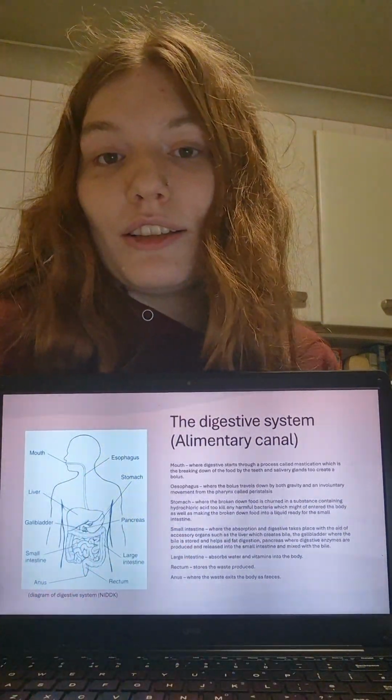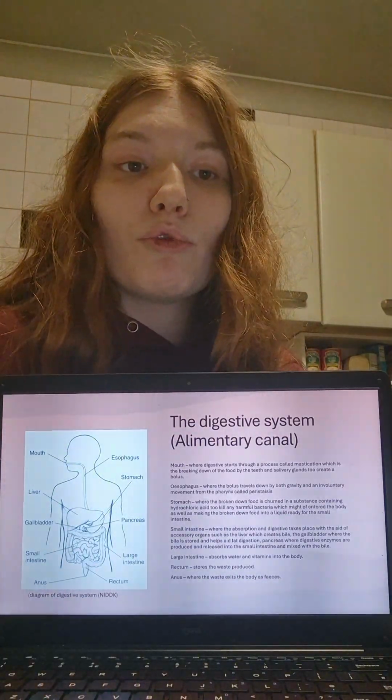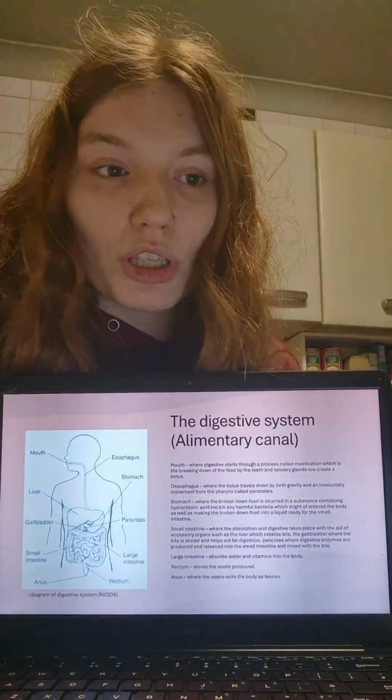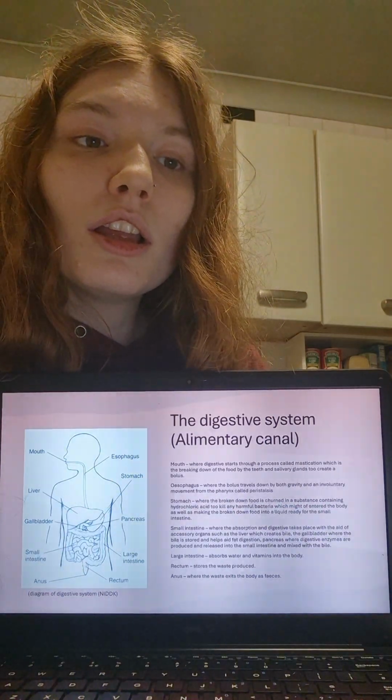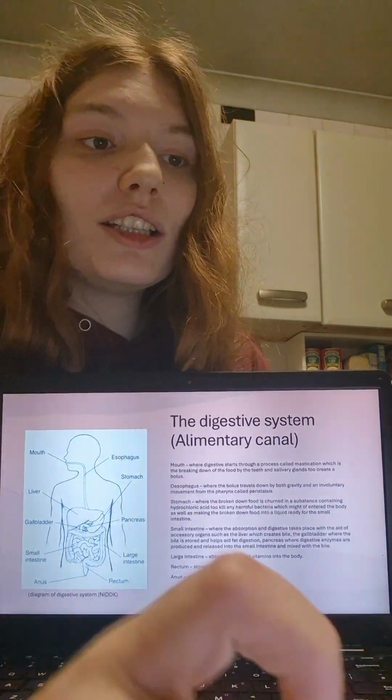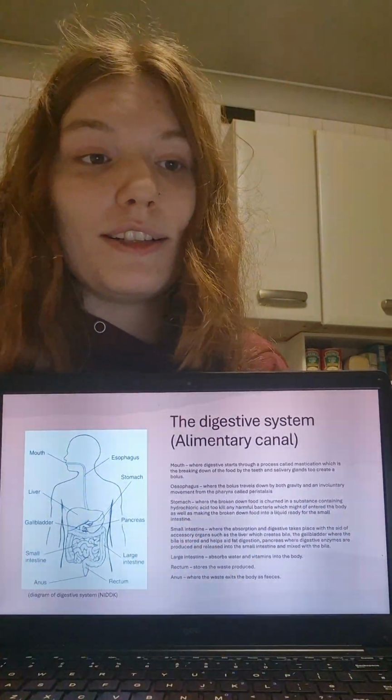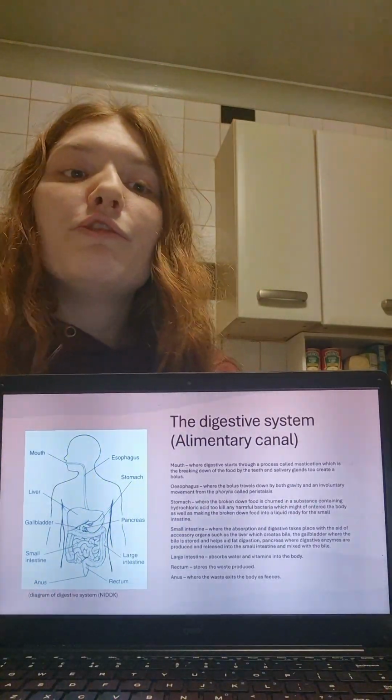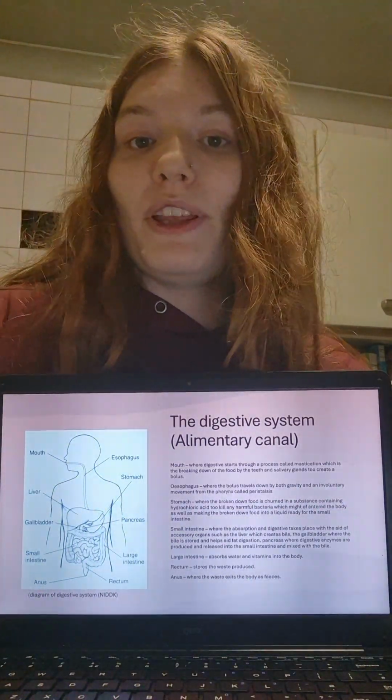It then moves down into the large intestine. This is where water and vitamins are absorbed within the body. The leftover then gets stored into the rectum and is then exited through the body as feces through the anus.